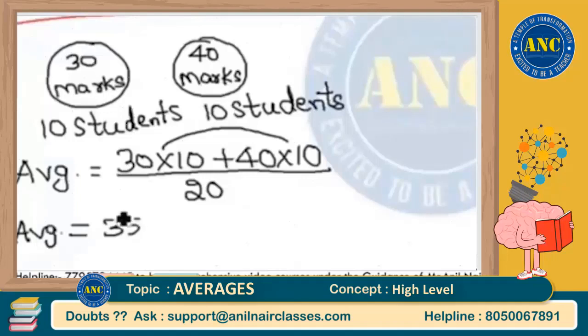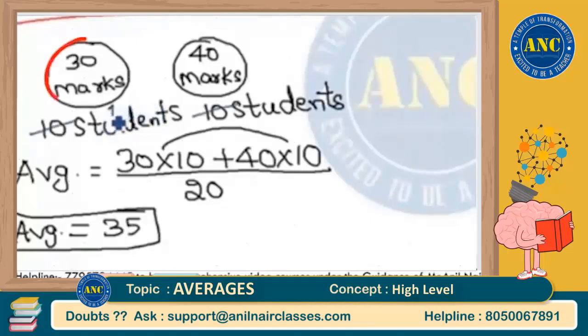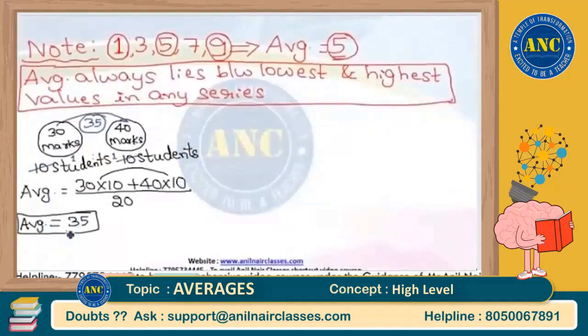Average marks of two sections is nothing but 35. In simple language, the number of students is the same in both the sections, or in other words, the ratio of section A and section B number of students is equal. Whenever it is of equal ratio, average is nothing but the average of the given marks. So 30 plus 40 by 2, the middle value, is 35. That is what I got here also.